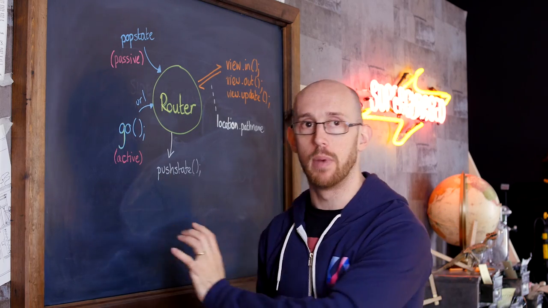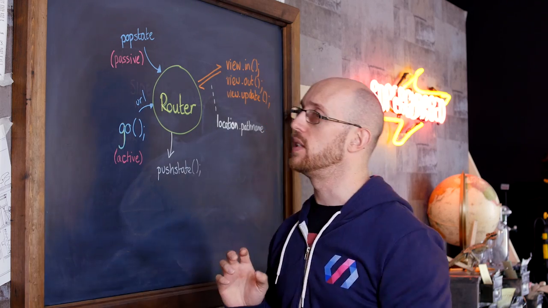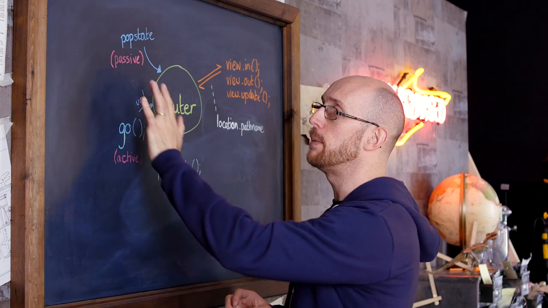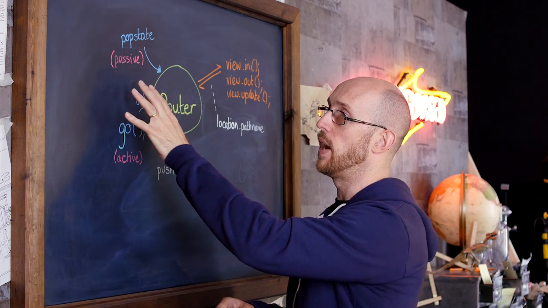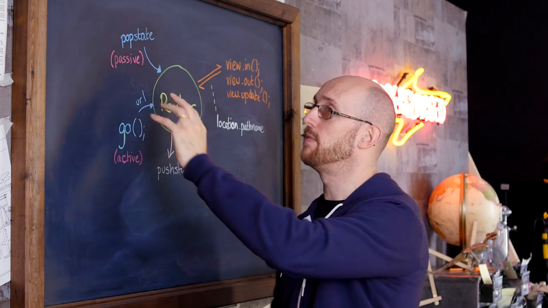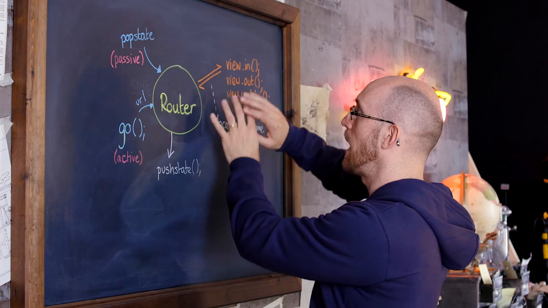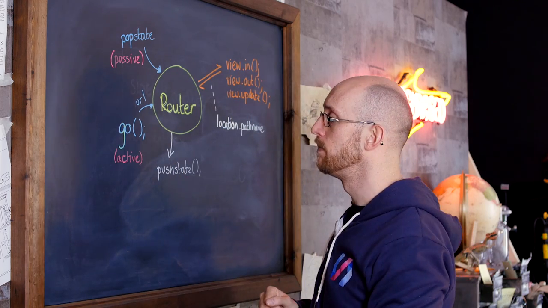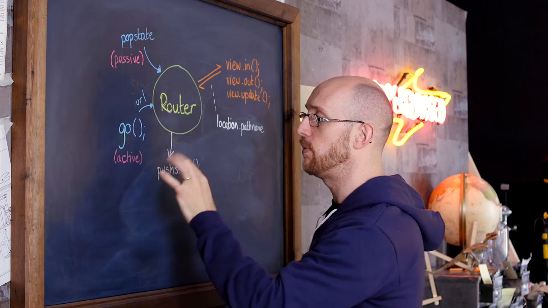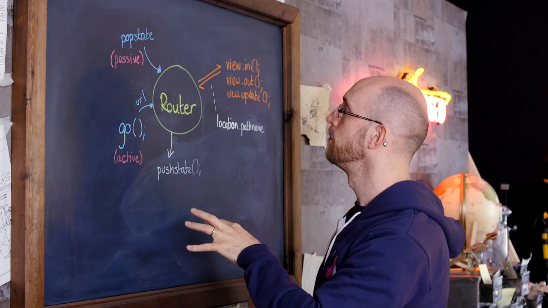You have an active mode where you tell the router actively, I want to go to this URL. But also, you need a passive mode. When the URL changes, the router needs to be notified. So this is its passive mode where it's listening for the popstate event. And in both cases, we're going to handle what happens with a view. So the router kind of has to be the middle of your world. Of course, when you push actively, you also need to push state and change the URL yourself.